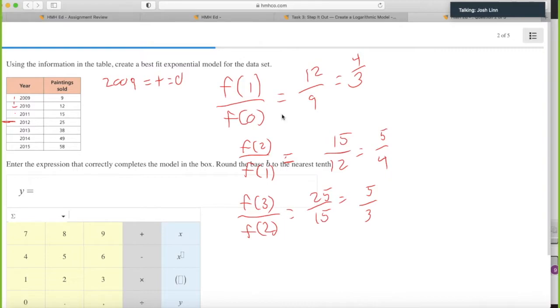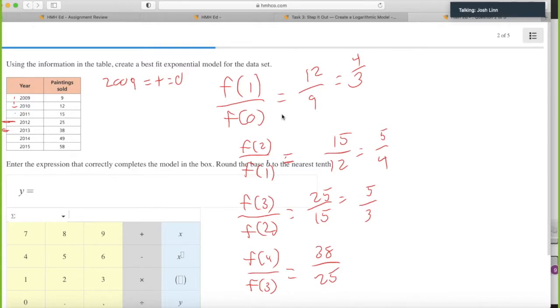And let's just take one more, and then I'll probably convert it all into a decimal and see what happens. So there I am. So that's f of 4 over f of 3. So f of 4 is 38 over 25. Let's see, what can I take out of that? We're just going to convert them all over to a decimal and see what happens.